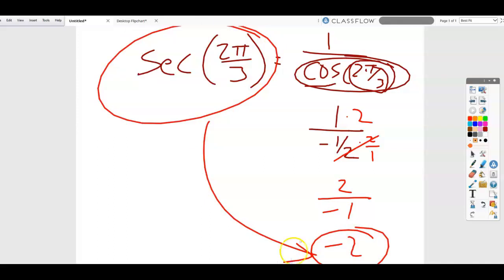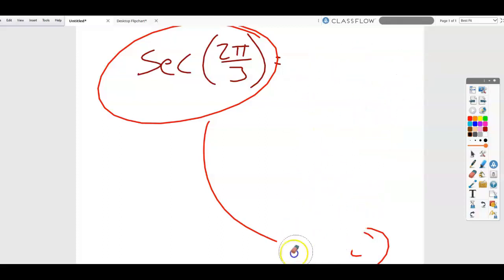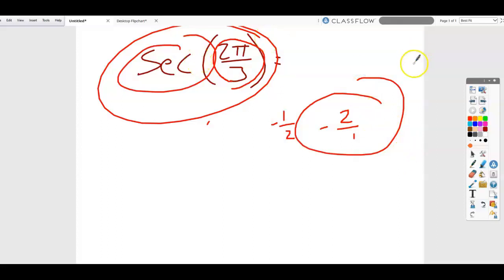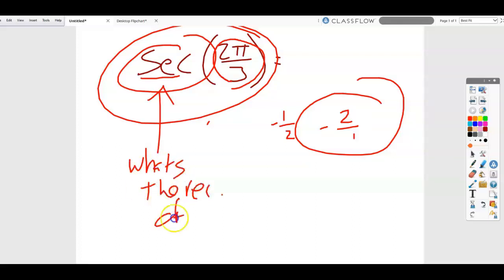Now there's a much faster way to do that, okay? The faster way to do that is just to know that secant is the reciprocal of cosine, right? So what's cosine of 2 pi over 3? It's negative 1/2. So therefore secant would be the reciprocal of that, negative 2. So you don't have to do all the steps I just showed you. You can just take the answer for cosine and flip it over. So you could say, what's the reciprocal of cosine when theta equals 2 pi over 3?